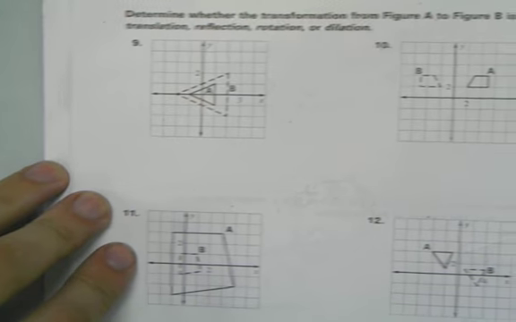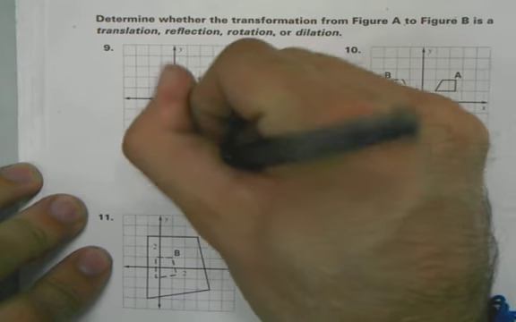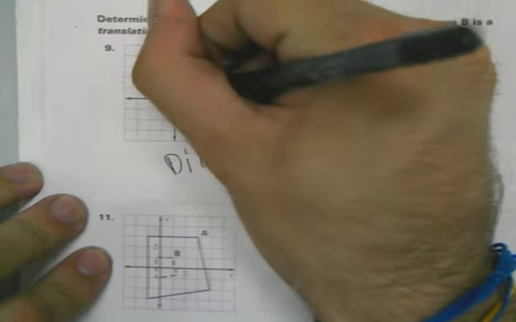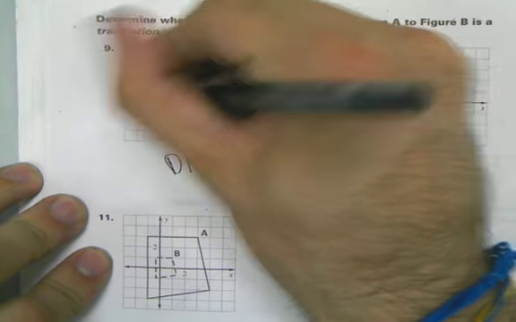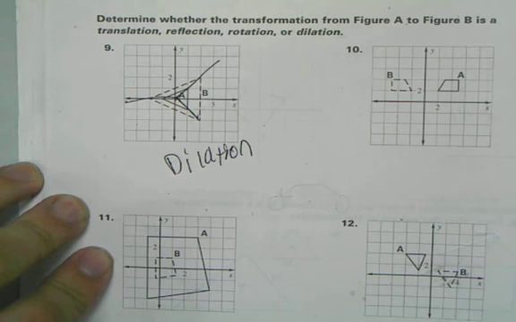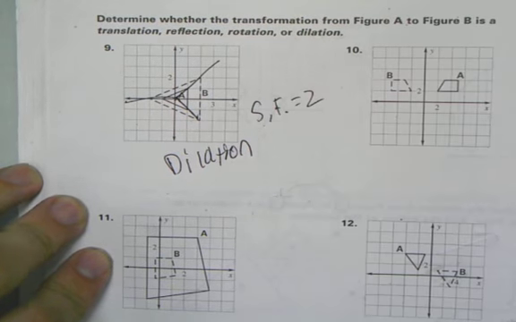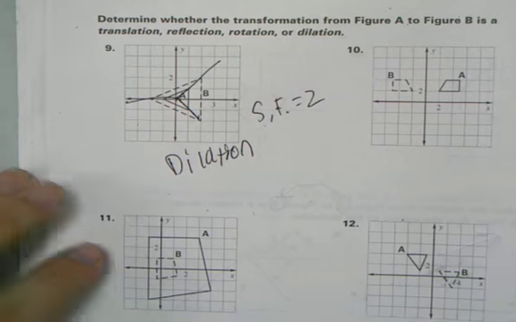Let's say number 9. Is it a translation, reflection, rotation, or dilation? Definitely 9 is a dilation. Okay, it's coming out from the origin, and it's growing bigger and bigger. What's the scale factor? It looks like it's multiplied by 2. Looks like it's doubled. Scale factor would be 2, even if it doesn't ask that. And it looks like it's enlarging.